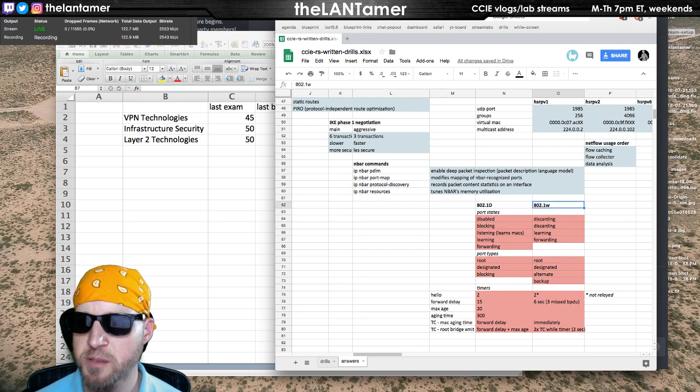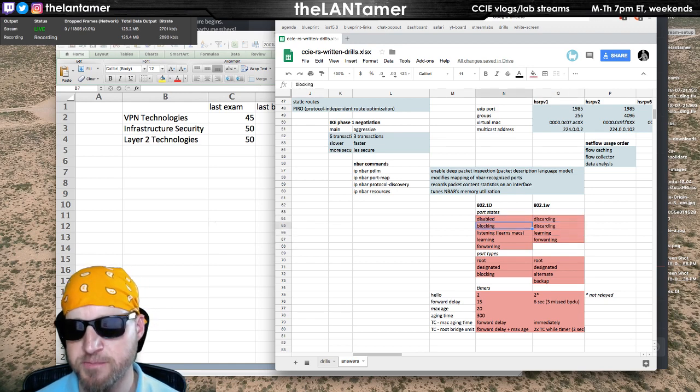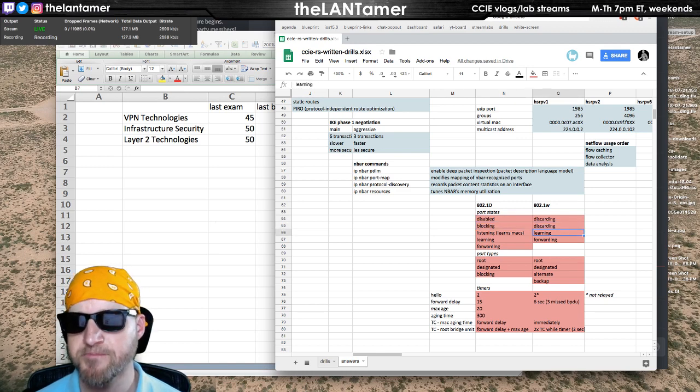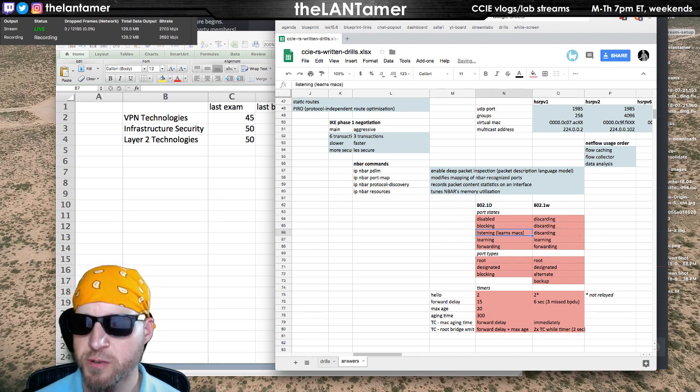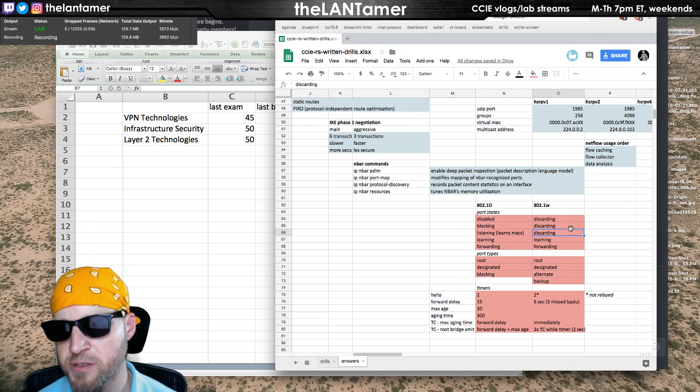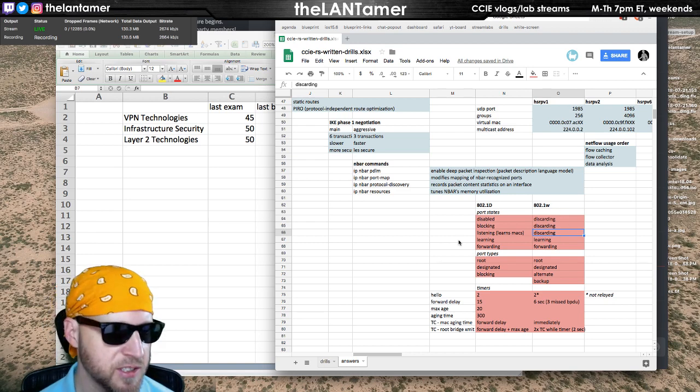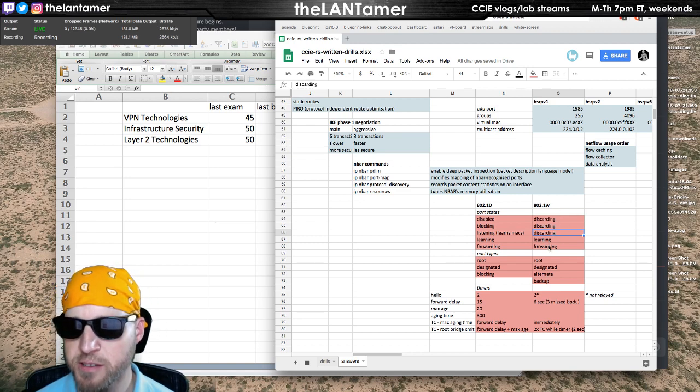Now in 802.1W, essentially you don't have a specific disabled state. It's either discarding, learning, and forwarding, and this is the equivalent. So disabled and blocking, the equivalent is discarding. And actually, it should be like this. There is no listening state in 802.1W. There essentially is just discarding, learning, and forwarding, right?